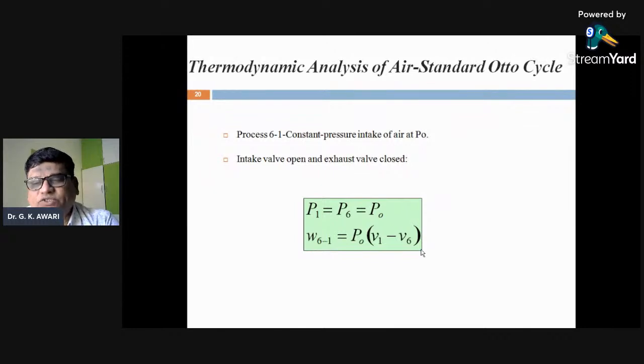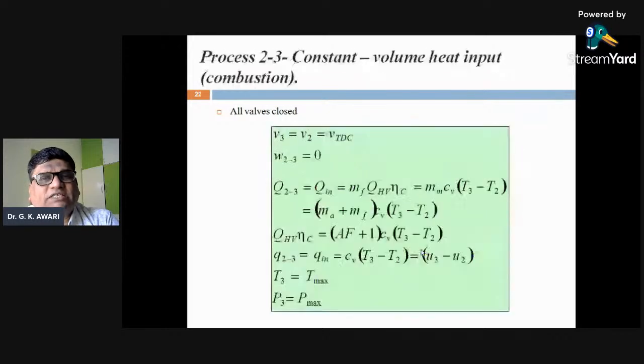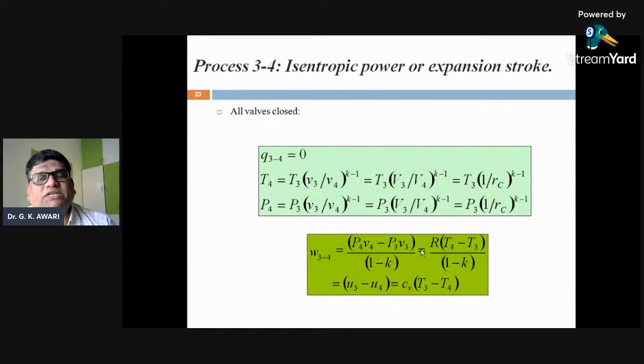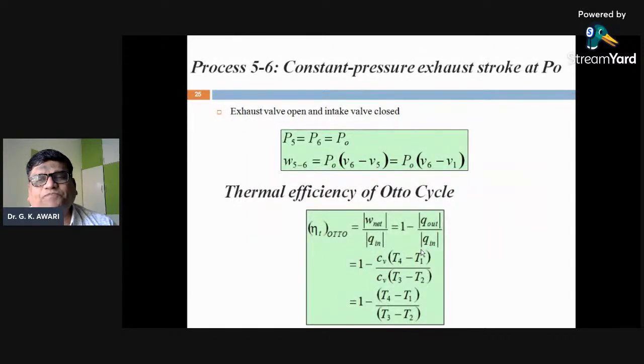Then the thermodynamic analysis of the air standard cycle. For isentropic compression, we studied and calculated this equation. Then for constant volume heat addition, the combustion process goes on when all the valves, inlet and exhaust, are closed. Then process 3 to 4 is the isentropic power or expansion stroke, when all the valves are closed. The exhaust valve opens and the intake valve stays closed during the heat rejection, that is exhaust blow down. Then the constant pressure exhaust stroke at P0.